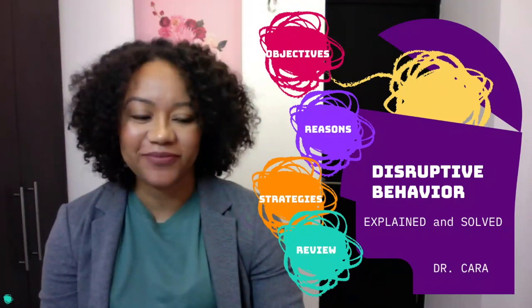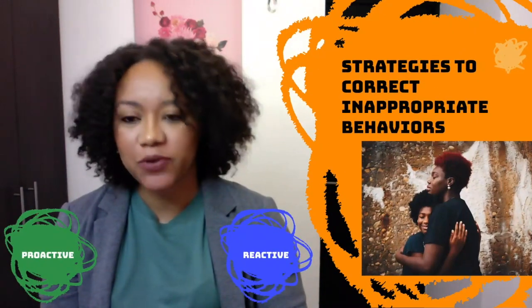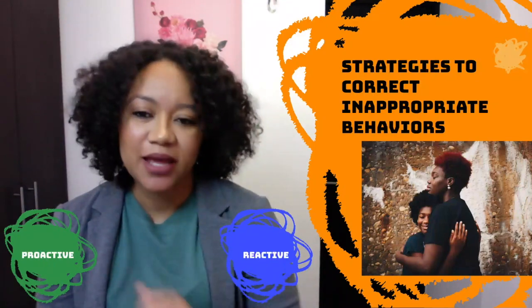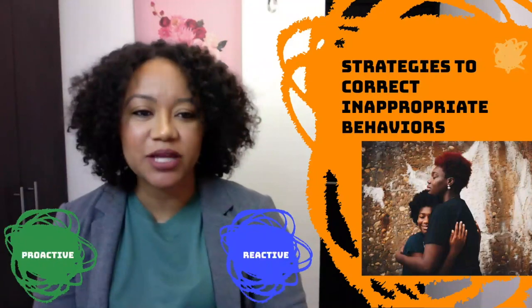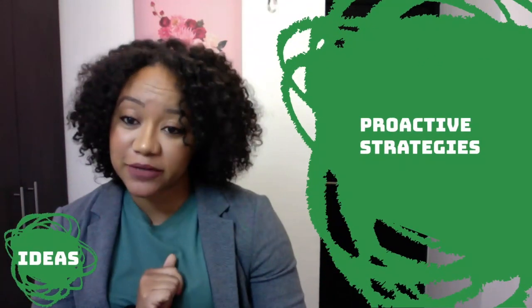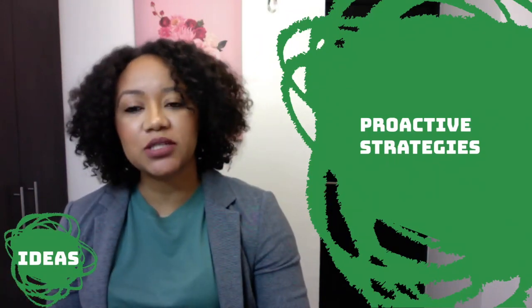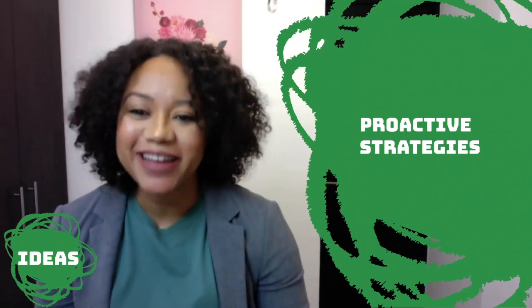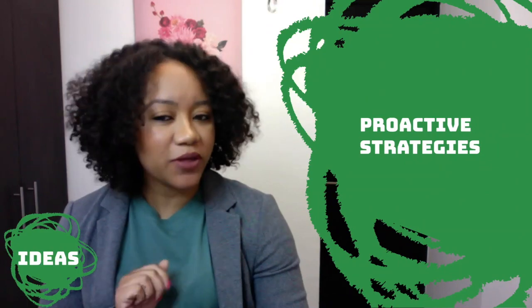And now for the moment we've all been waiting for, strategies to help us correct inappropriate behaviors. So there are 2 types of strategies we're going to talk about today. We're going to talk about proactive strategies and reactive strategies. Now, both of these types of strategies will help correct inappropriate behaviors, but you're going to see an important difference. So let's start with proactive strategies. Now, by proactive strategies, I'm talking about things we can do before a behavior even presents itself. So let's see what we can do to prevent inappropriate behaviors before they even start.